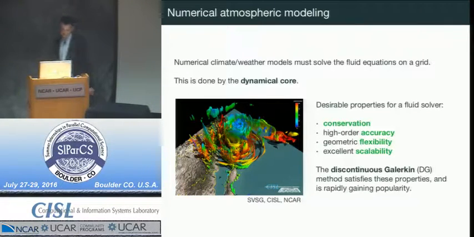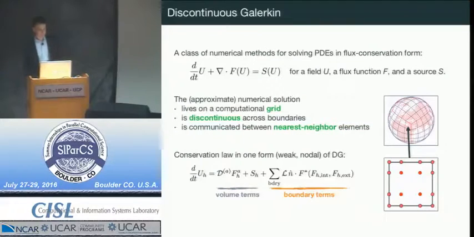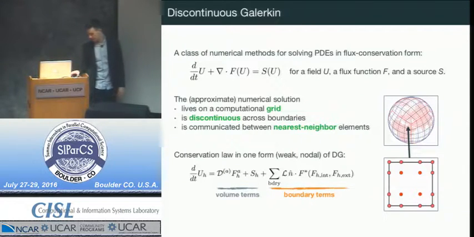It is rapidly gaining popularity, not only in this field, but actually in many areas as well. So a little bit about discontinuous Galerkin. This is a class of numerical methods for solving PDEs, specifically PDEs in this flux conservation form. So we've got here a solution U that we're trying to find, and this equation relates its time derivative to the divergence of some flux and some source terms.